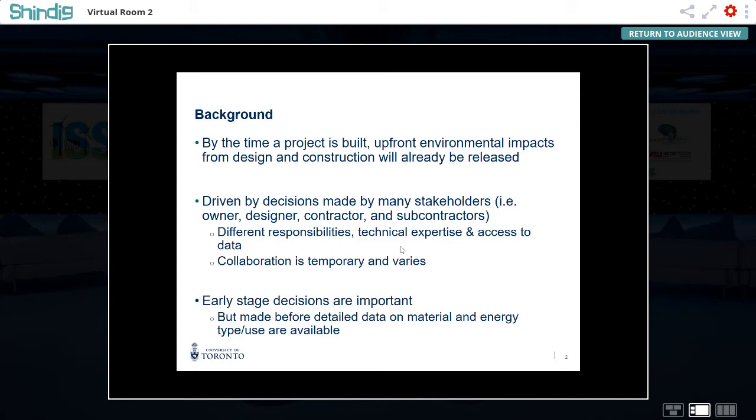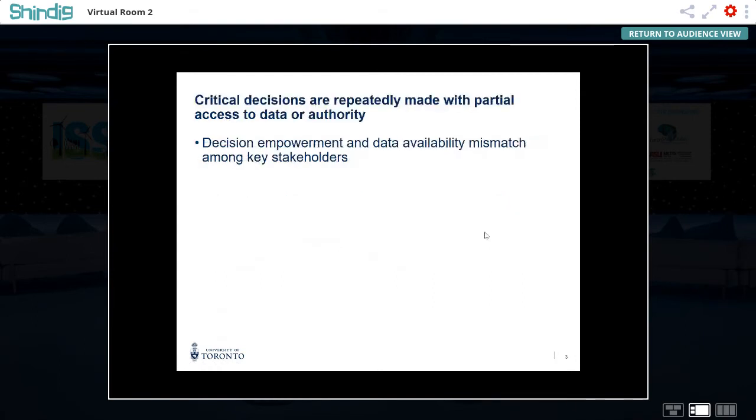So early stage decisions are very important in construction projects, but these decisions are made before detailed data is available on material and energy type and use. So critical decisions are repeatedly made with partial access to data or authority in construction projects, and there's a mismatch among the key stakeholders in terms of decision empowerment and data availability.